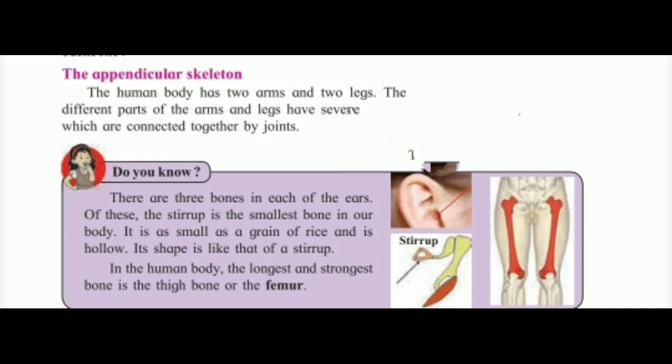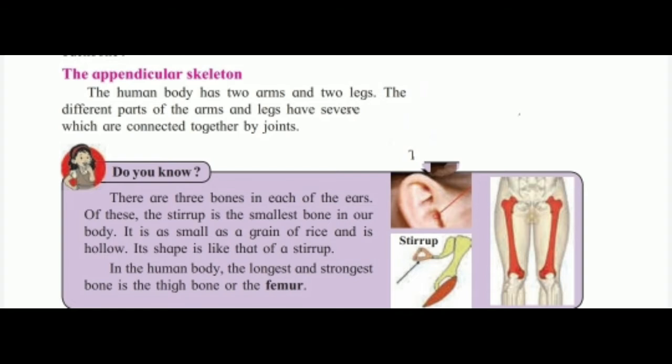Now second type of skeleton is appendicular skeleton. Our body has 2 arms and 2 legs. So the different parts of the arms and legs have several bones which are connected by the joints. So the bones of our arms and legs are connected to each other by joints, and these two arms and legs form appendicular skeleton.